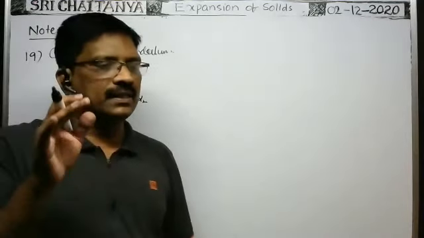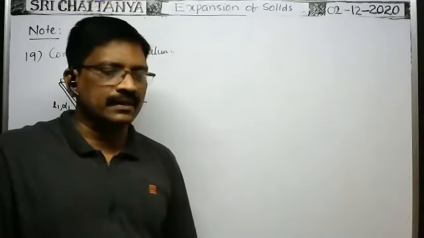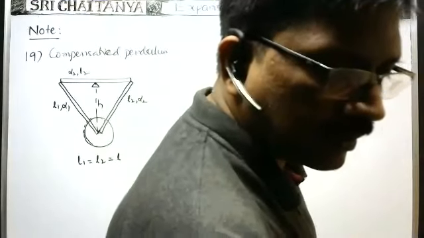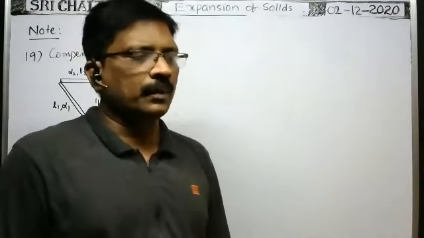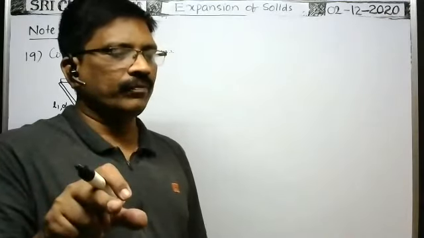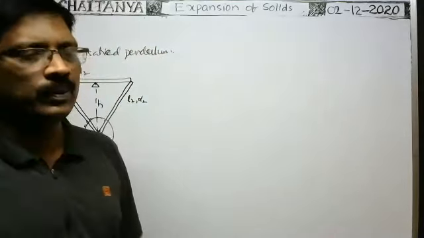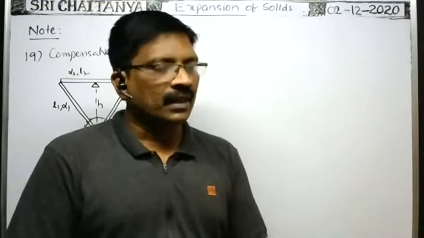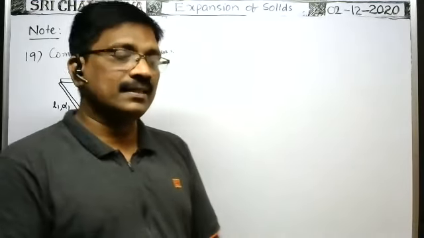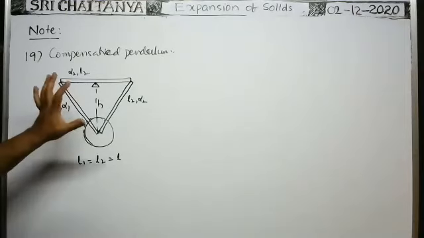So a compensated pendulum is a pendulum whose time period remains constant at all temperatures. Suppose in the case of a simple pendulum, if the pendulum is made with invar steel, a nickel alloy, its coefficient of linear expansion is almost negligible. At any temperature its length also remains constant. So if we make the pendulum with invar steel, its time period is also constant at all temperatures. That is also a compensated pendulum. By means of multiple rods, we can also construct the compensated pendulum.